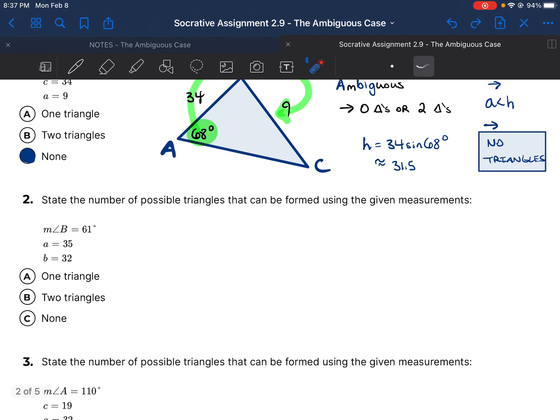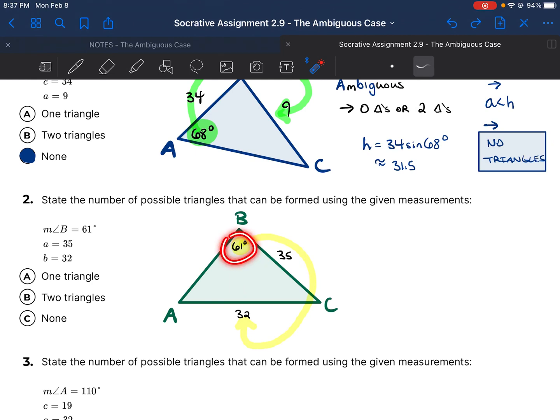All right, let's try it again. Let's see if it works 2 times in a row. So we want to state the number of possible triangles that can be formed using the given measurements again. Let's go ahead and draw the triangle. So we can see that here's angle B, 61 degrees. The way that I have it set up, A is 35, and B, which is across from the given angle, is going to be 32.